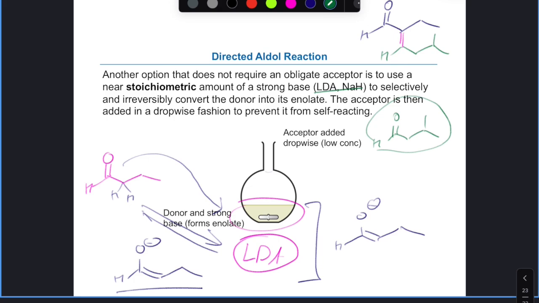Yeah? If we were in a lab, what would we consider low concentration for this? Anything below sort of 0.1 molar, 100 millimolar, not 1 molar. This is usually dilute at 0.1 or lower. Yeah?